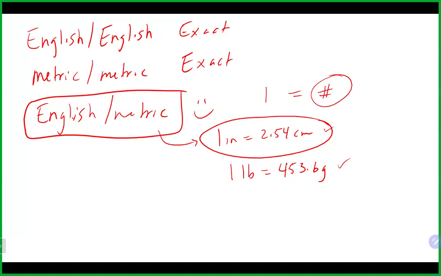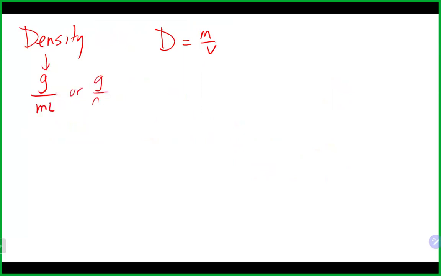Now, the last sort of thing I think we talked about in this chapter was density. And density is a formula of D is equal to M over V. Common units of density are grams per milliliter, or grams per cubic centimeter. Remember that 1 milliliter is equal to 1 cubic centimeter. And we can rearrange the density equation. Volume is equal to mass divided by density. Our mass is equal to volume times density.